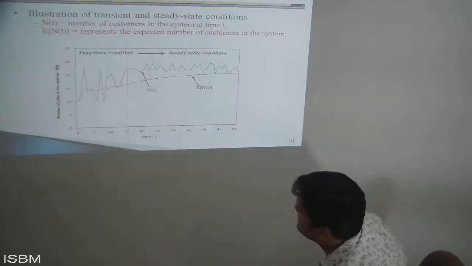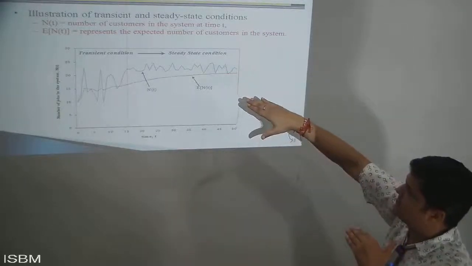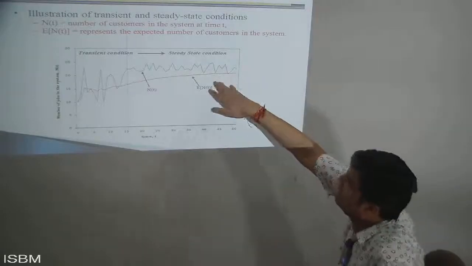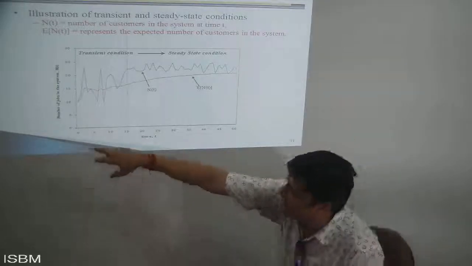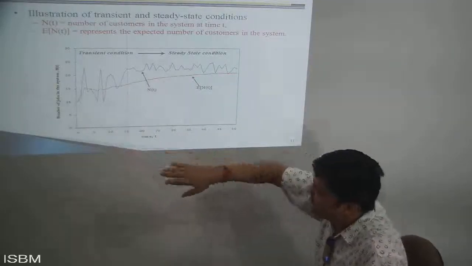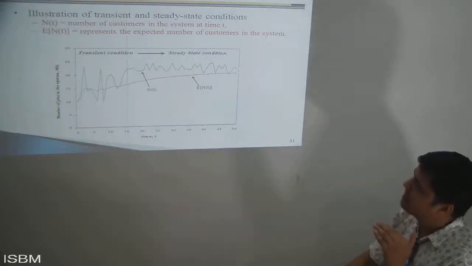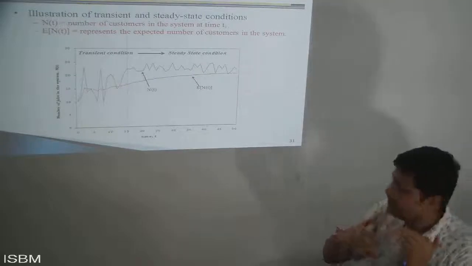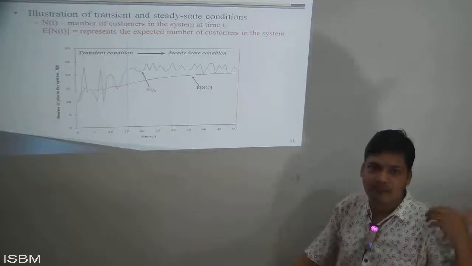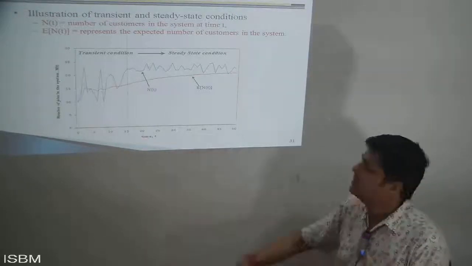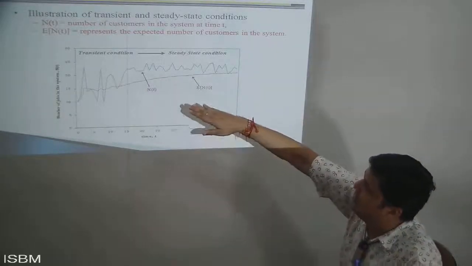So you can see the difference over here. N(t) and E[N(t)]: the number of customers in the system, and the expected number of customers in the system. This is the graph between them. It started with the same value, and moving along, the N(t) curve, the number of customers in the system, may vary. Why is it shown up and down? Because sometimes customers will be more and sometimes customers will be fewer. So it depends. That's why it is in a zigzag manner, up and down.